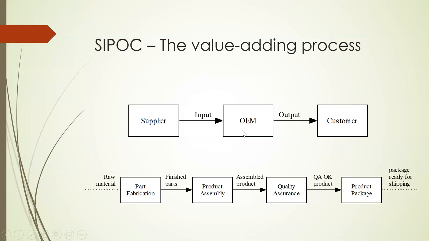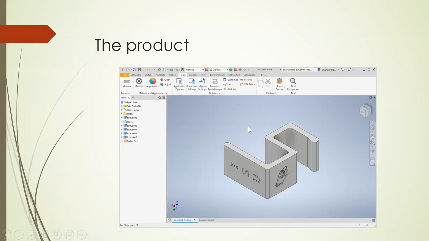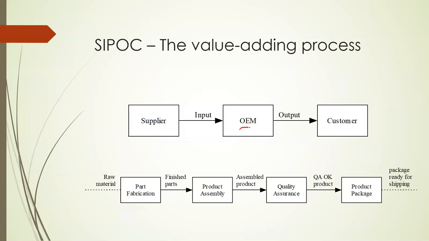You have the OEM here in the middle, and then you have suppliers and the customer. Now you also have input and output, and this whole thing becomes a process. This is your value adding process. And in our case, our project will be a 3D printing process.